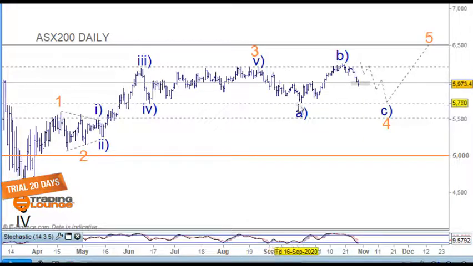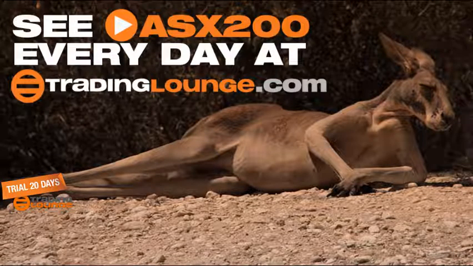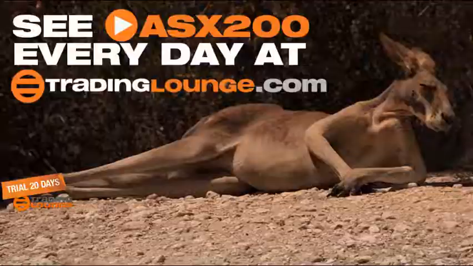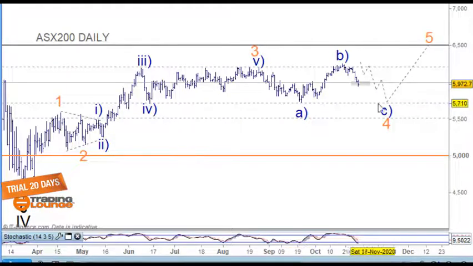This is an impulse wave down here as 5 waves. This is 3-wave structure up here as it's taken out the top here. So that would call it an expanded flat at this point, and an expanded flat would take the top out here, but also take the low out here at wave A here.